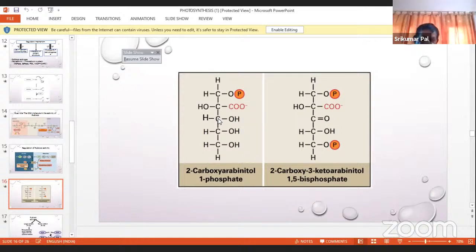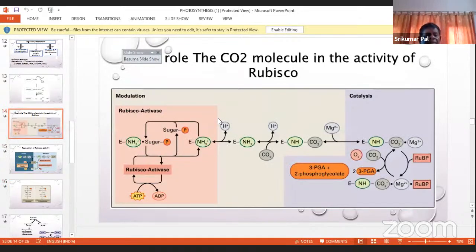Rubisco activity in dark-adapted leaves is very low, and it cannot be reactivated by the addition of carbon dioxide and magnesium. So this is one thing. Another thing: if you collect the Rubisco from the same leaf during the day, that can be activated by carbon dioxide and magnesium. In support of this experiment, here is the uncarbamylated Rubisco, and here is the sugar phosphate. This sugar phosphate binds with the uncarbamylated Rubisco to form the Rubisco-sugar phosphate complex.